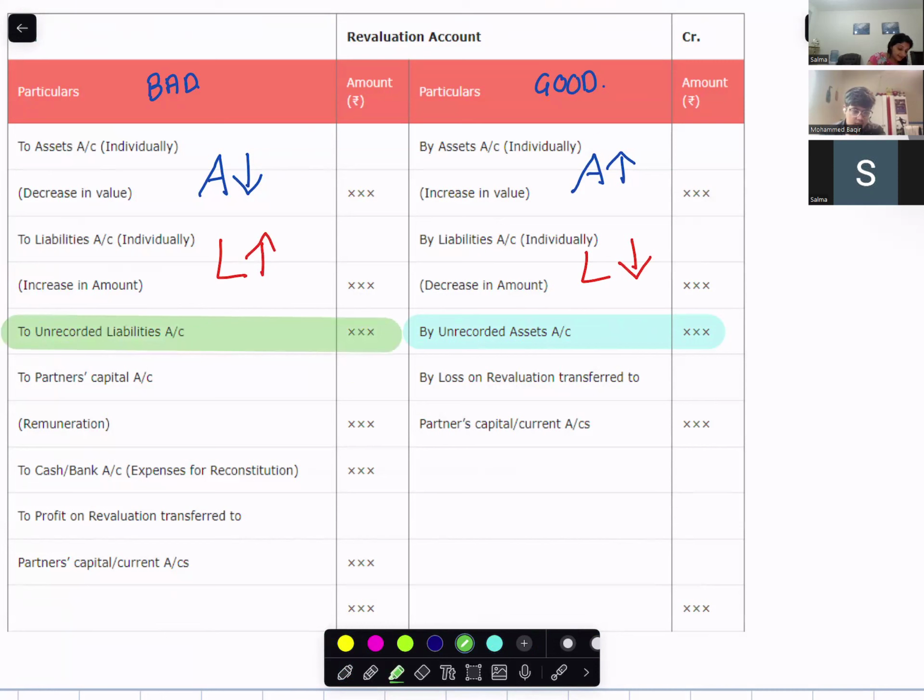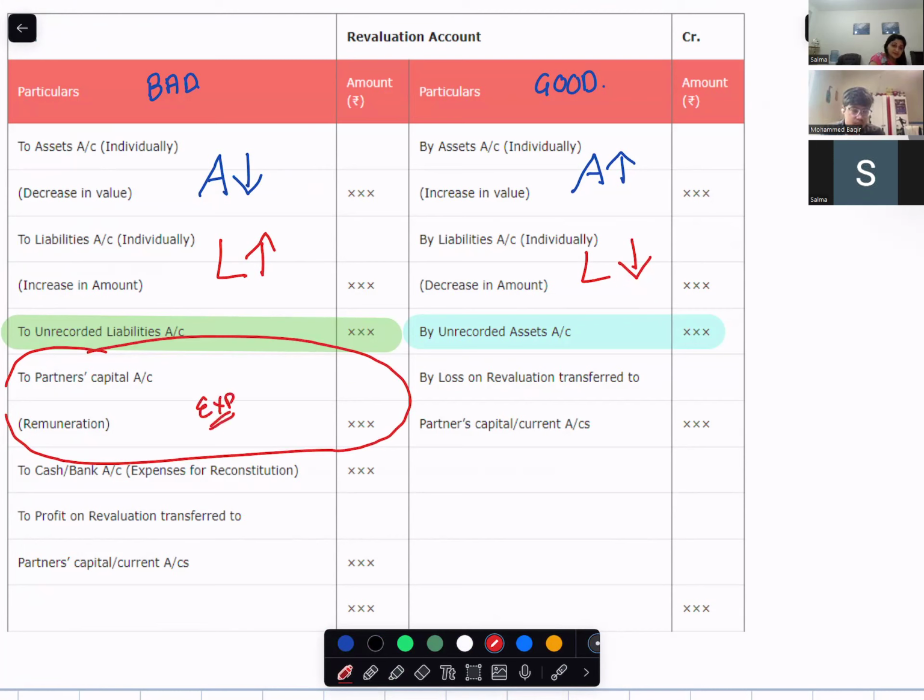The net gain: if you're giving your partner some remuneration to revalue these assets and liabilities, that means it is an expense for you. So there is some expense for reconstitution of the partnership. So even that comes over here.